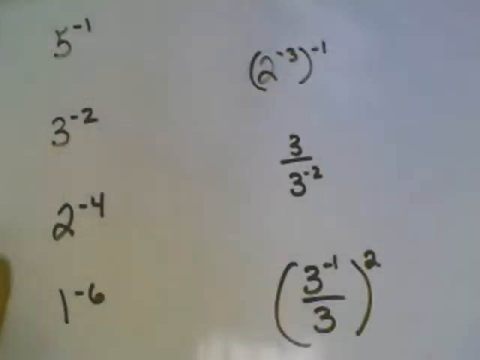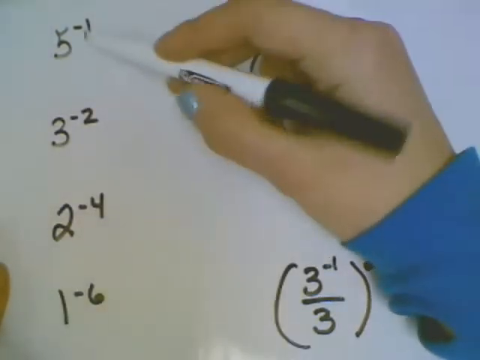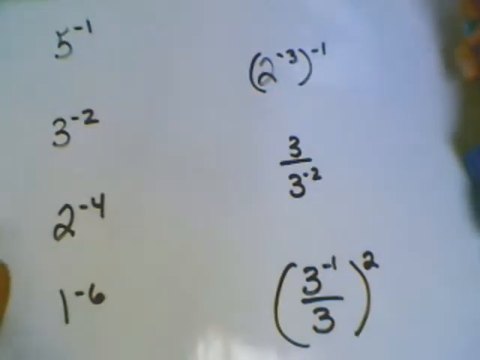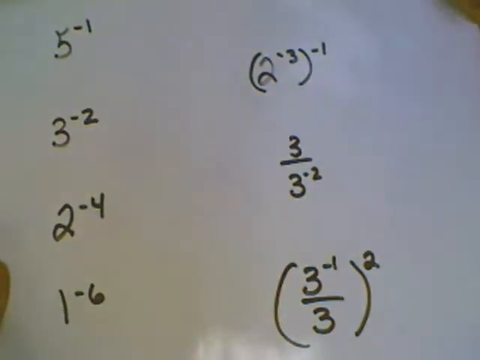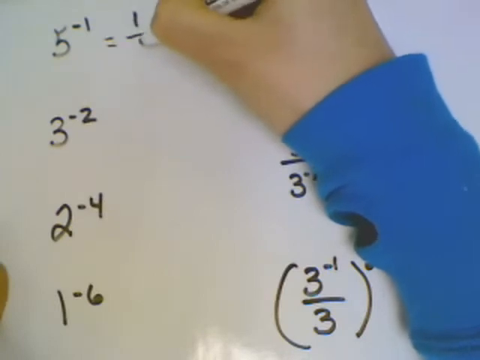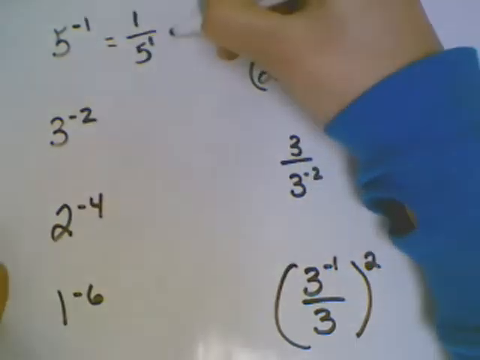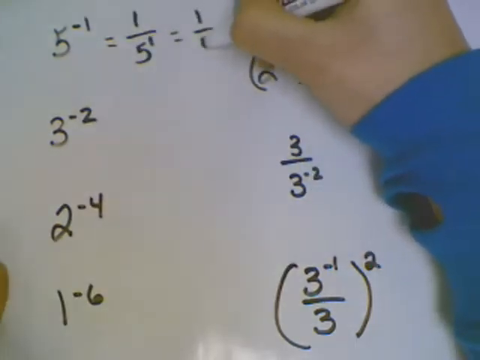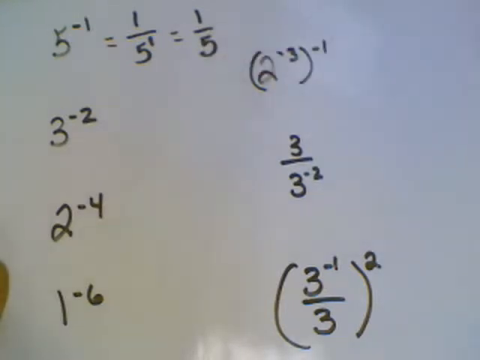Okay, let's try to evaluate a few negative exponents. 5 to the negative 1 power means we're going to divide by 5 one time. I would think of this as 1 over 5 to the 1st power, which is just 1/5. If you try this in your calculator, make sure you give me an answer as a fraction. I will not accept 0.2 on any test or quiz.